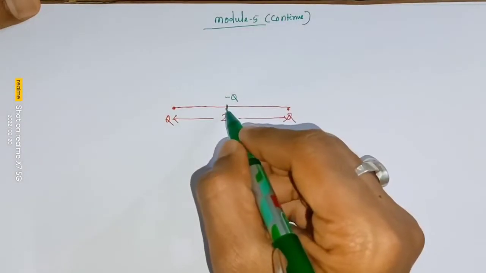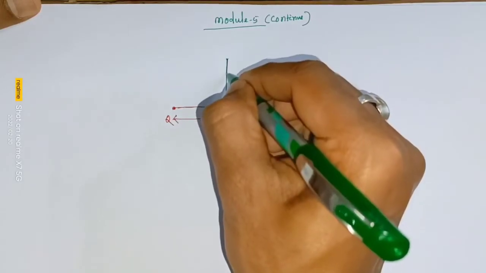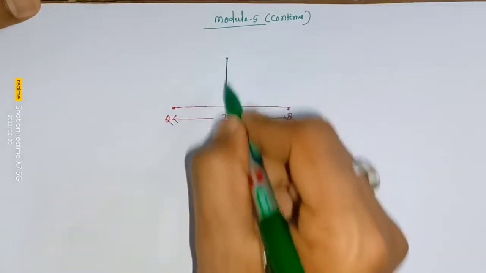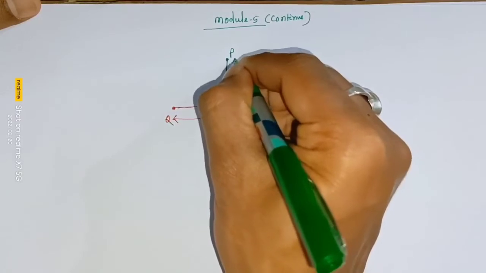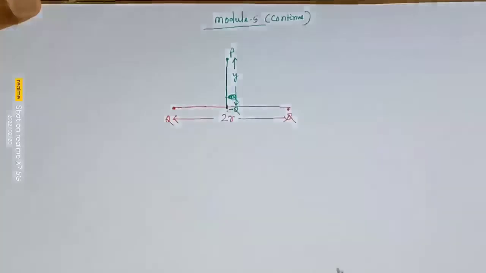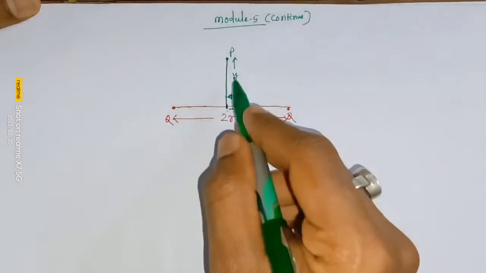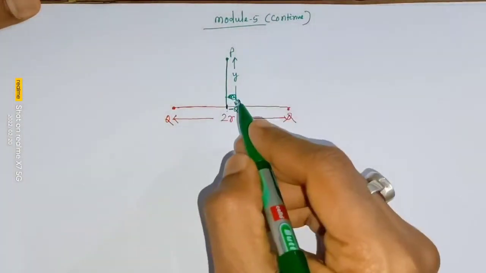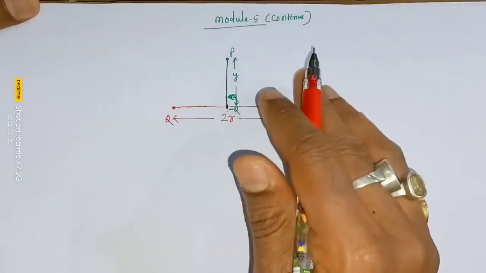One negative charge is placed there. If I place a negative charge and it is displaced vertically, a small displacement, to a point P of height y, the question will ask you: if you displace it by a small displacement y, then what is the time period of SHM? First, the student must think about whether SHM will happen or not.